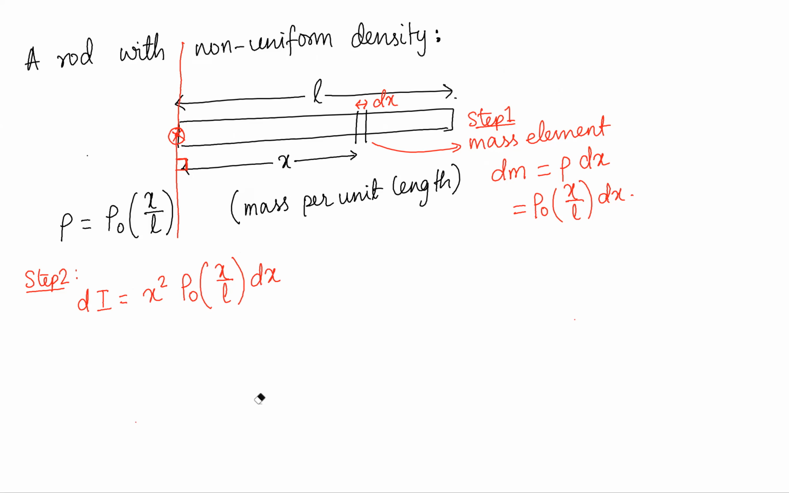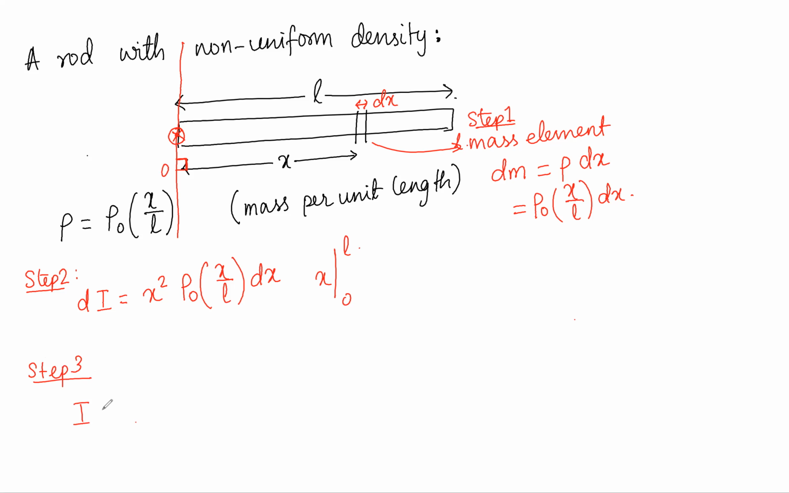The third step is to integrate this to find the actual moment of inertia of the rod. So what is the range of x? The range of x goes from 0 to L. The minimum value of x is 0. The maximum value of x is L. So step 3 is to integrate to find the answer.